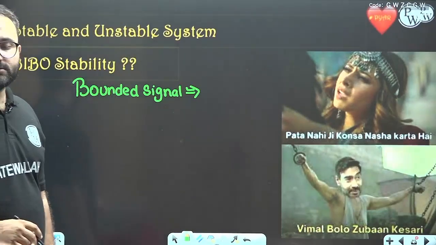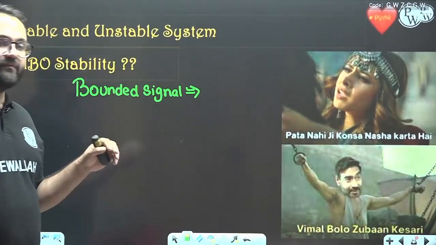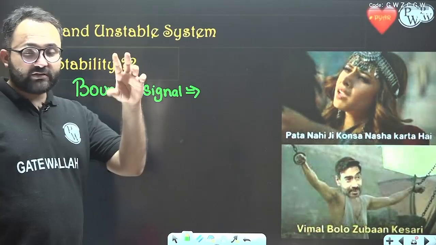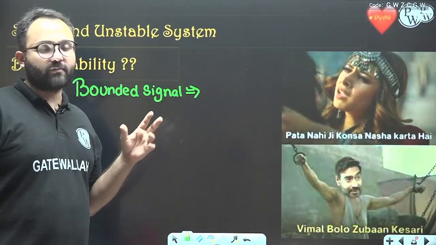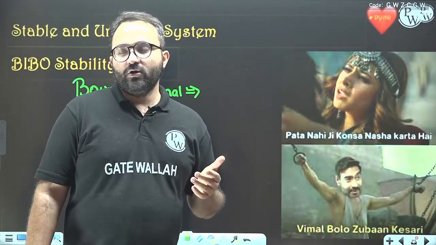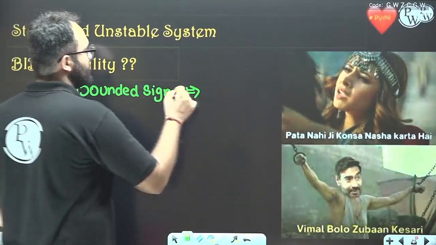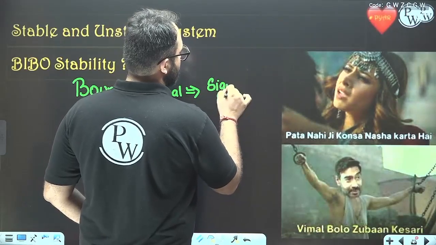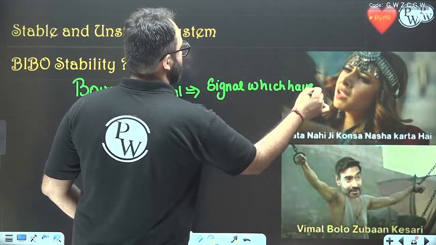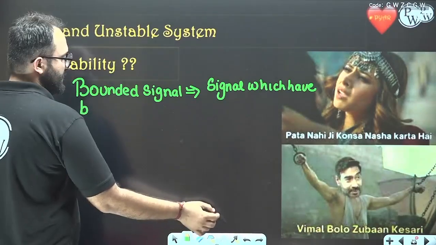Bounded signals are those which are bounded on the amplitude axis. Okay. Here the bounded means we are talking about the amplitude axis, it is bounded. So the signals which are bounded with respect to the amplitude axis are called bounded signals. Or we can say that the signals which have finite amplitude at any time instant. Bounded signals are signals which have finite amplitude at any time instant.